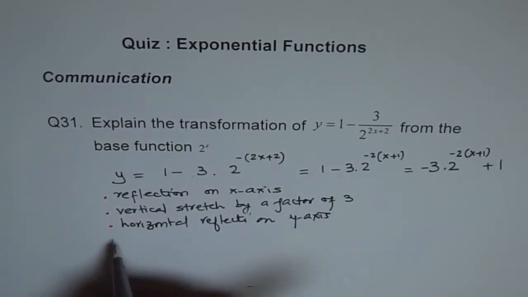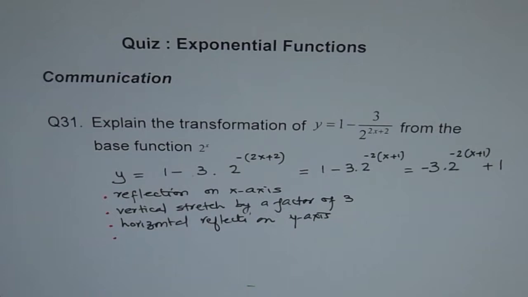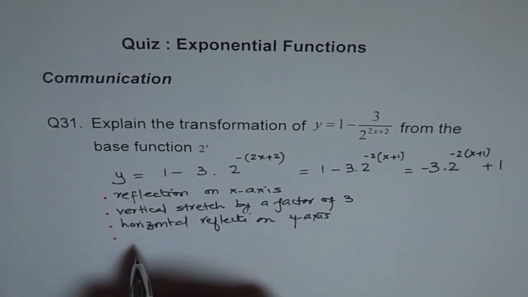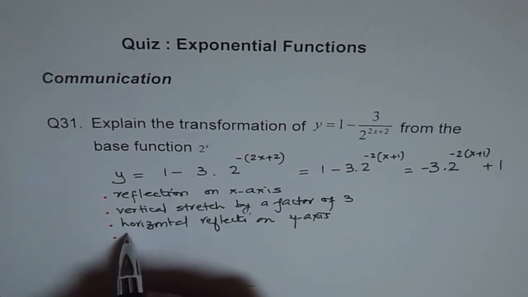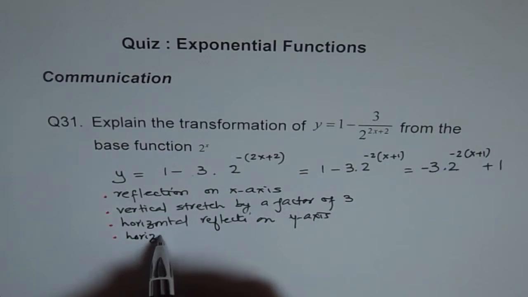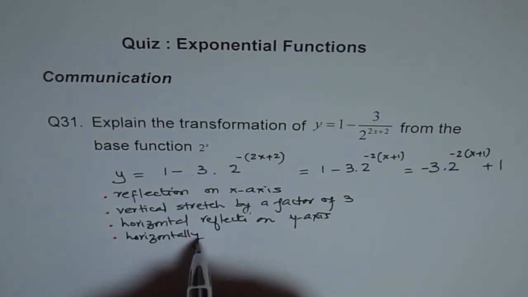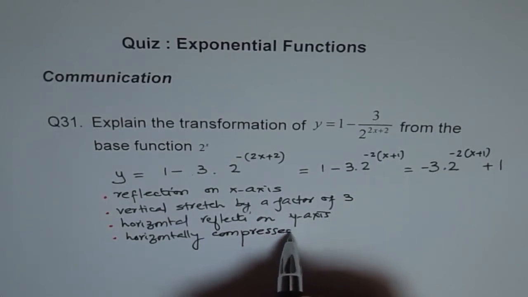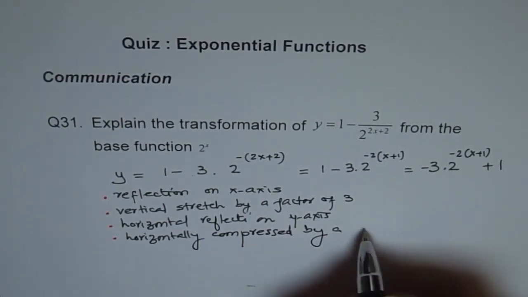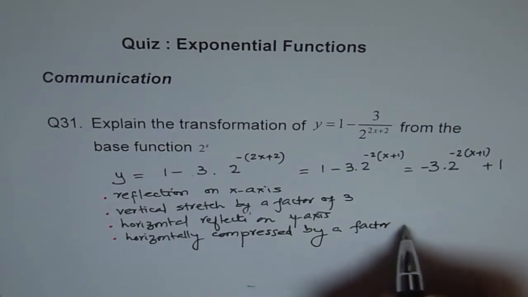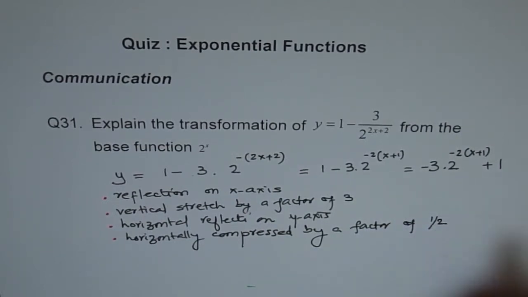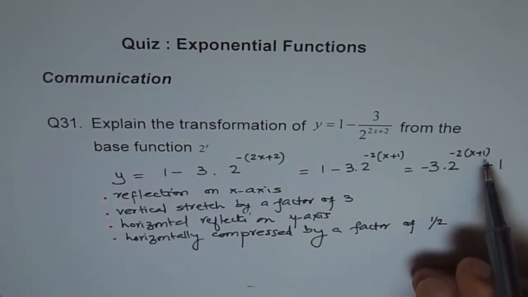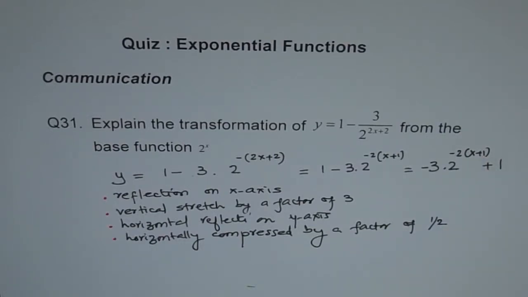And then the number 2 itself. Number 2 here for the function gives us the k value. So it is greater than 1. So we have horizontal compression, right? You can say horizontally compressed by a factor of 1 over 2, correct? And then this one is horizontal translation, right?